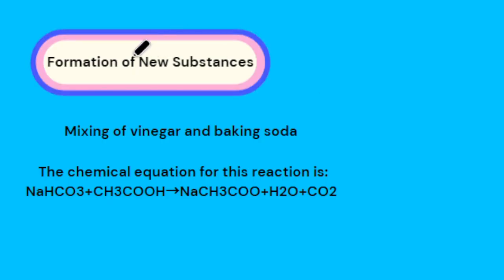Okay, formation of new substance. Yes, it's an important key point in chemical changes. Always a new substance forms. If I take the example of mixing vinegar and baking soda, sodium bicarbonate, we get a salt of the acid and H2O and CO2. So here when we mix vinegar and baking soda, we get a new product, a salt of the acid.